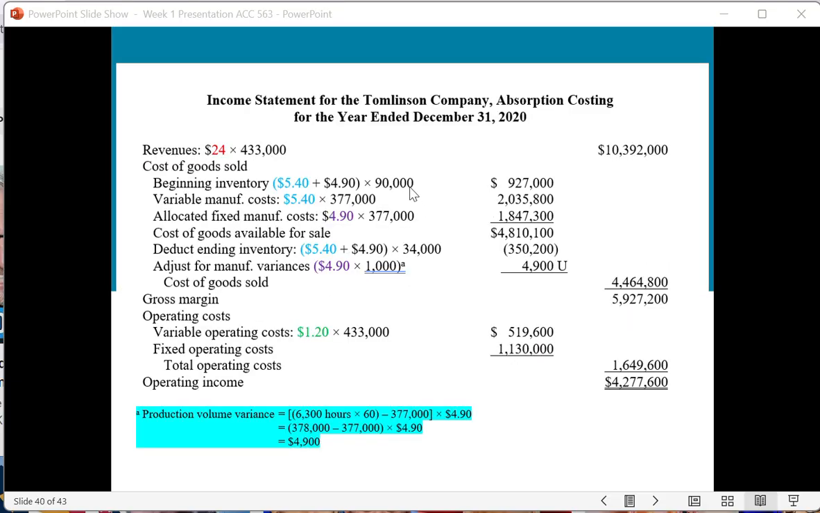Okay, so absorption costing. Revenue, same thing. Cost of goods sold, we take our beginning inventory, right? And our beginning inventory will have fixed and variable at 90,000, so it's 927,000. Our variable manufacturing costs, the 5.4 cost. Our fixed manufacturing cost is the $4.90 at the 377,000 we produced. So our goods available for sale are now 4,800,000.